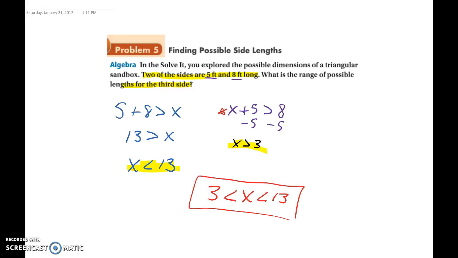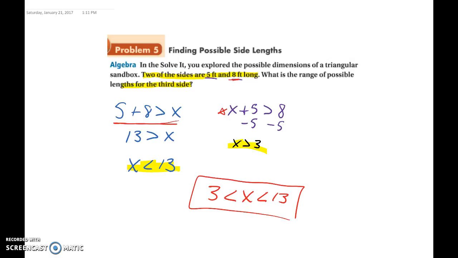So what you do is take the two numbers that are given to you, add them together, and say that must be greater than the remaining side. That's treating x as our largest side. Then you treat x as our smallest side and do the same thing again. We would say x plus 5 is greater than our middle number, or in this case, our largest number, and solve for x. So the range of possibilities for x is that it has to be greater than 3 and also less than 13.